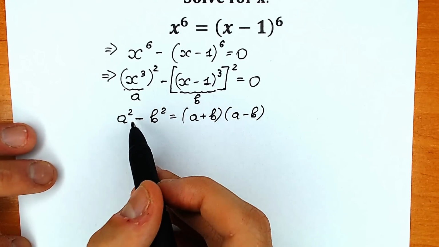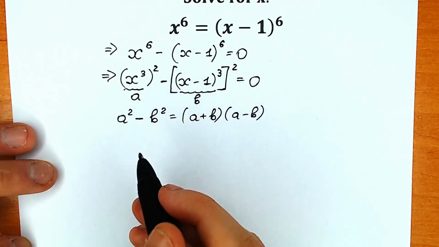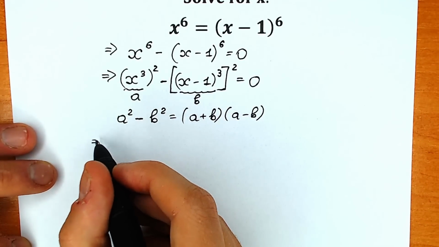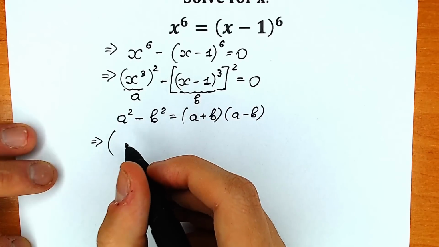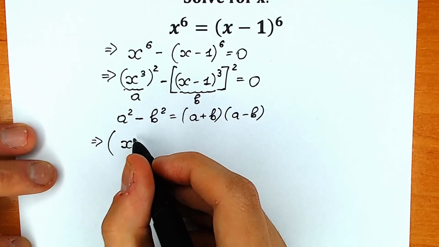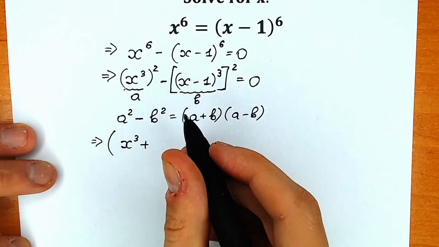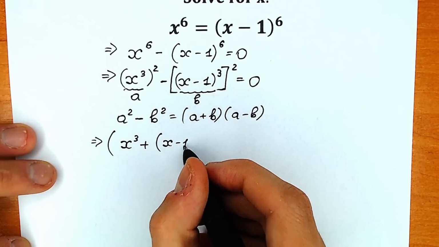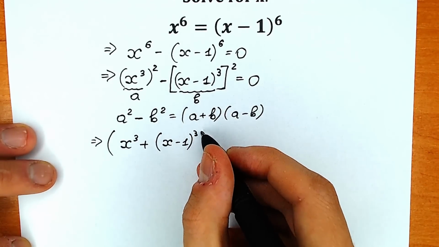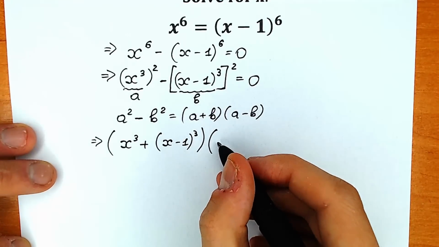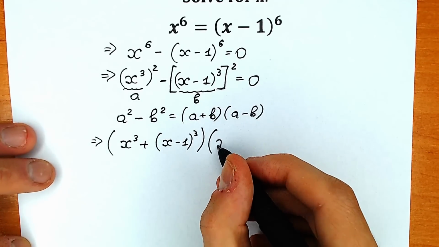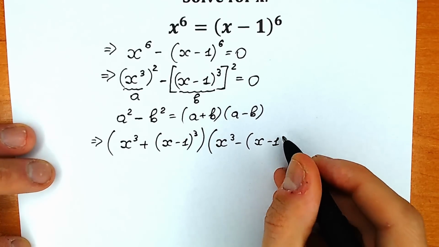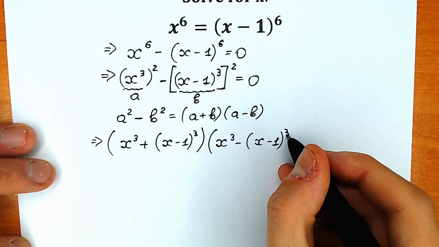But we don't have a and b, we have x cubed and (x minus 1) to the 3rd power. So let's do this right now. In the first parenthesis we have x cubed, let's go with the plus sign, so plus (x minus 1) to the 3rd power, and we're going to multiply it by the second parenthesis but with the negative sign. So we have x cubed minus (x minus 1) to the 3rd power equal to 0.